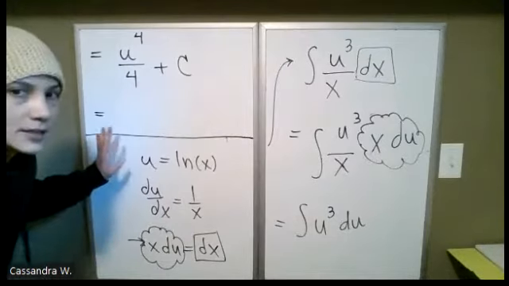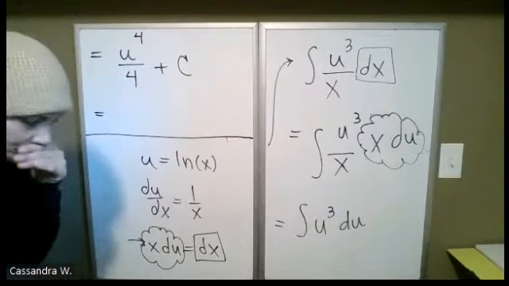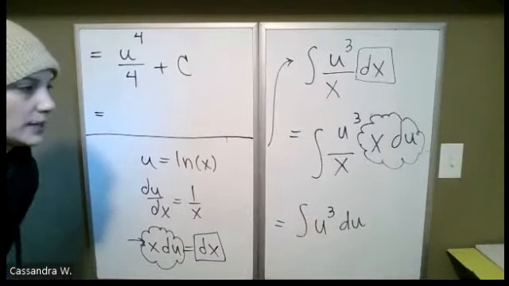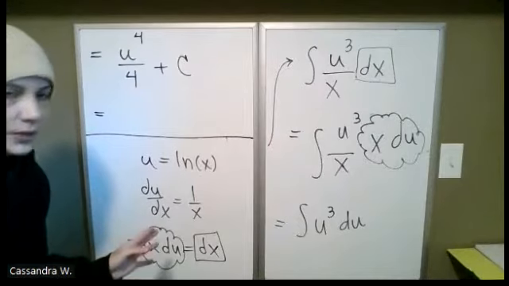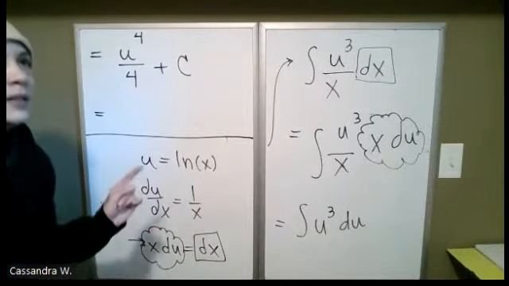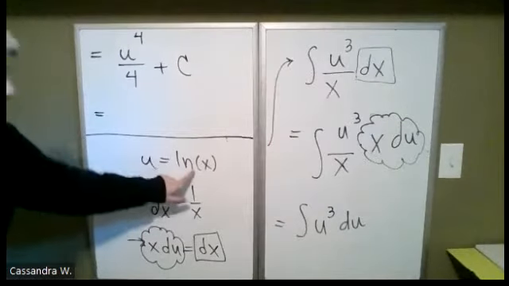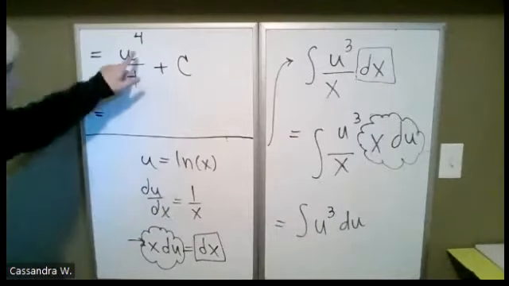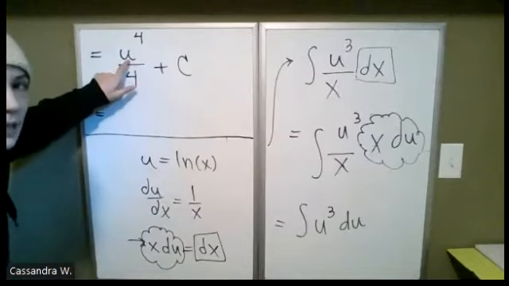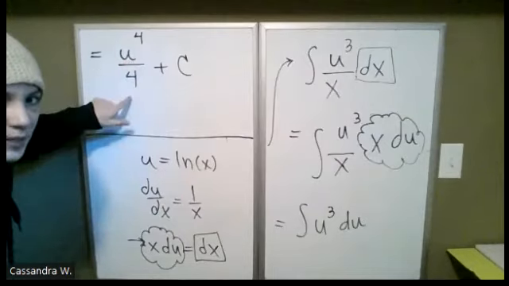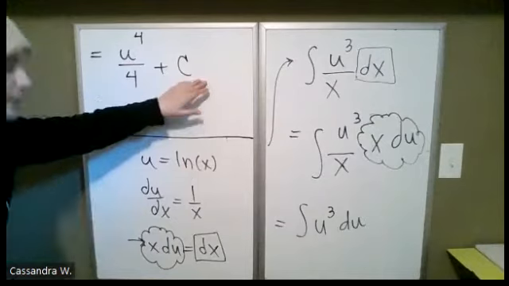So I'm gonna write the answer down, but I think in the next one it will help if we change it up with our symbols. Okay, so this one would be ln of x is equal to u, so we're putting it back right here. ln x to the power of 4 divided by 4 plus c.